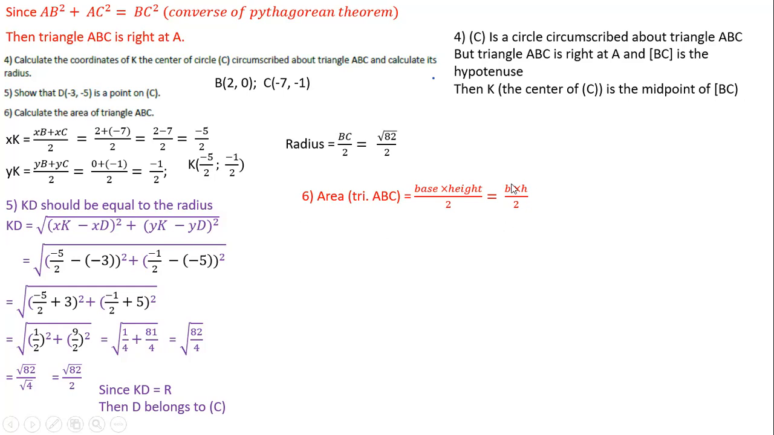Who is the base? The base is AB and the height is AC. So we have the length of AB, it is 4 radical 2. We have the length of AC, it is 5 radical 2 over 2. Now 4 times 5 is 20. Radical 2 times radical 2 is radical 2 squared, which is 2. So 20 times 2 is 40, divided by 2, it is 20 centimeters squared. This is how we calculate the area of a triangle.